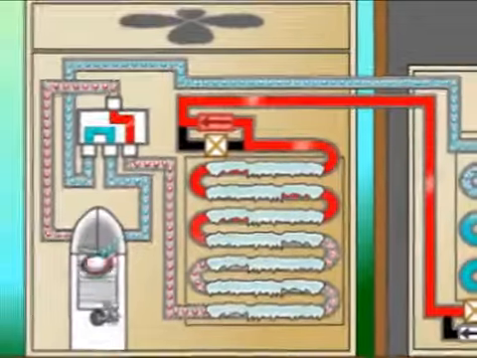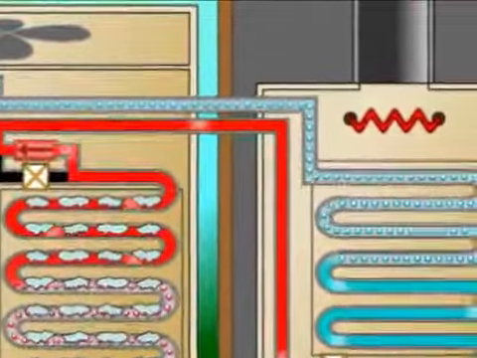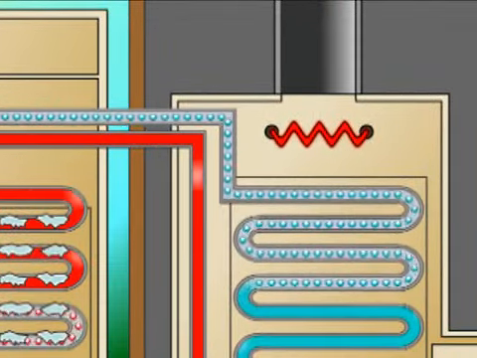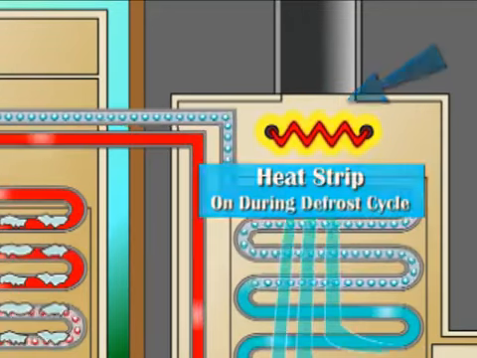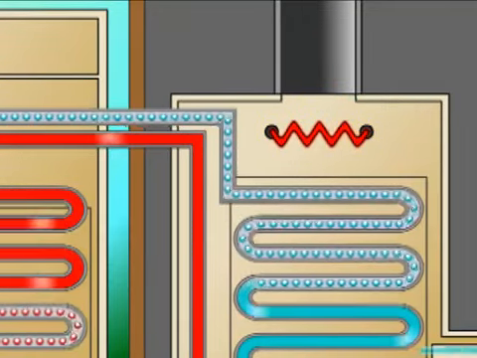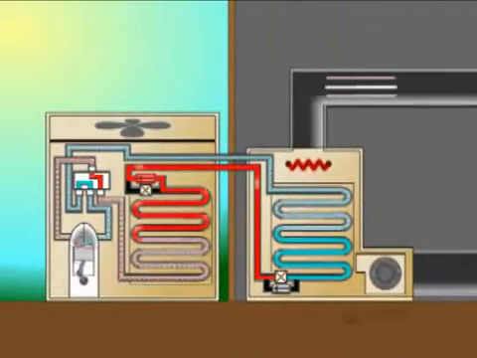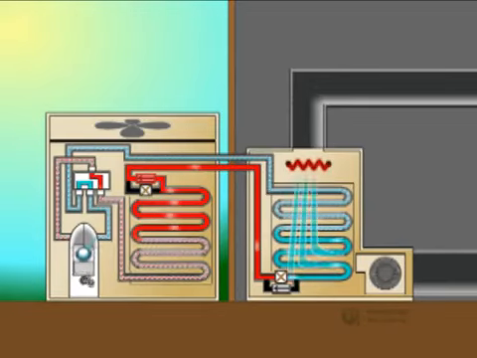Also notice that the indoor airstream, now being robbed of its heat, becomes very cold, which is not a desirable condition during winter. To compensate for this condition, the auxiliary heat is activated for the duration of the defrost cycle. After a few minutes, the outdoor coil is frost-free and the defrost cycle is terminated. And that's how a heat pump works.